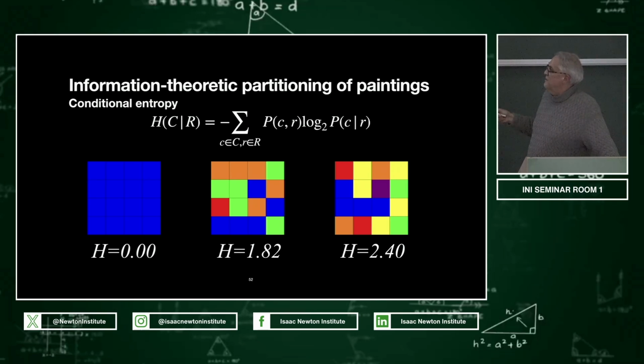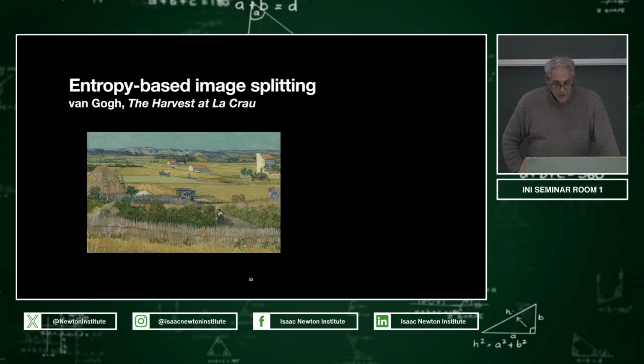So this has no uncertainty. Once you got blue, it's all through. Likewise, this is going to be higher, and this is going to be higher still. And you can use, so let's take Van Gogh's painting here, Harvest.